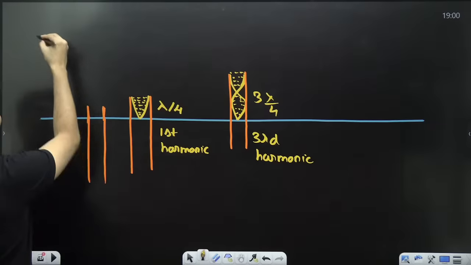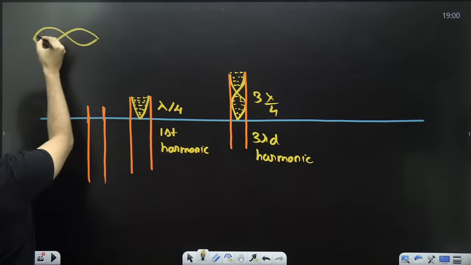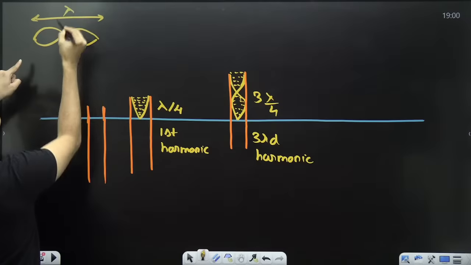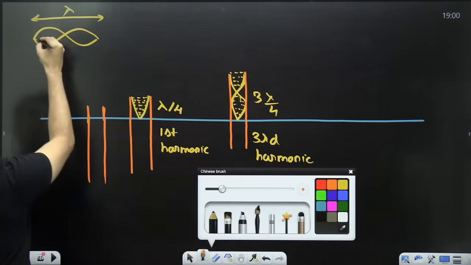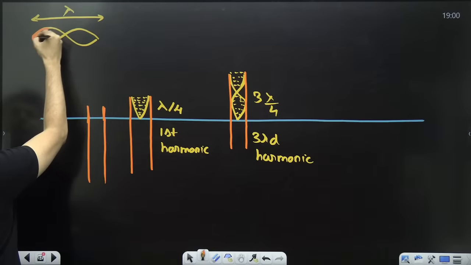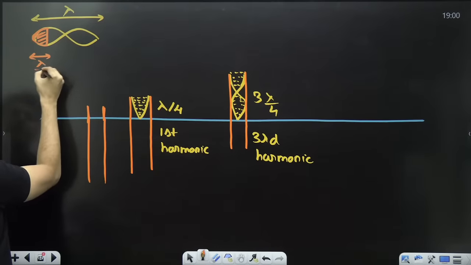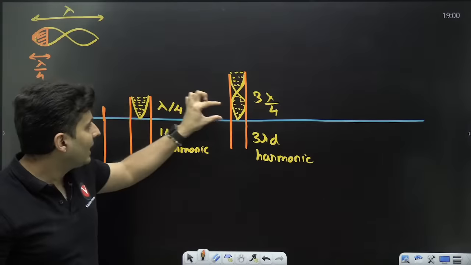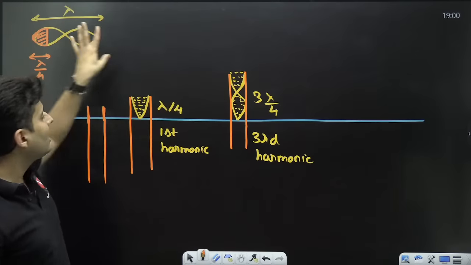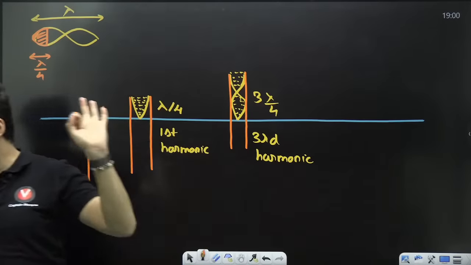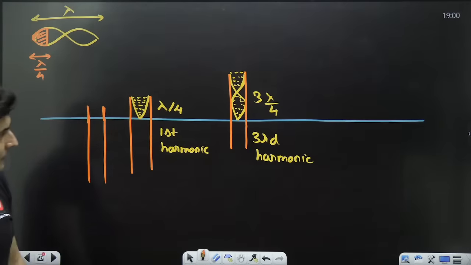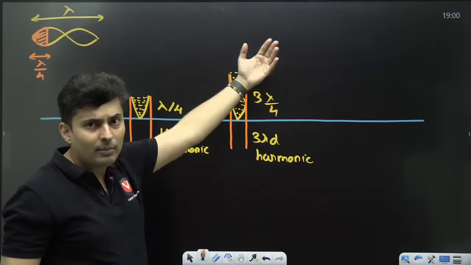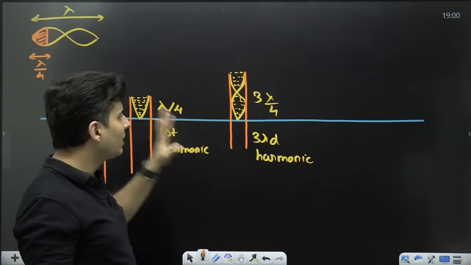Why is this lambda by 4? Because when you draw one wavelength, you will have two lobes. This is one wavelength. So if you just consider only this much part of this, this is obviously lambda by 4, divided into 4 parts. That's why this is lambda by 4, not lambda by 2. So like that, 2 halves and 1 half. So 3 such parts are there. So 3 lambda by 4. Is that clear? Why is it lambda by 4 and 3 lambda by 4? Okay. Next one, you will get 5 lambda by 4, 5th harmonic. 7 lambda by 4, 7th harmonic. So on and so forth.